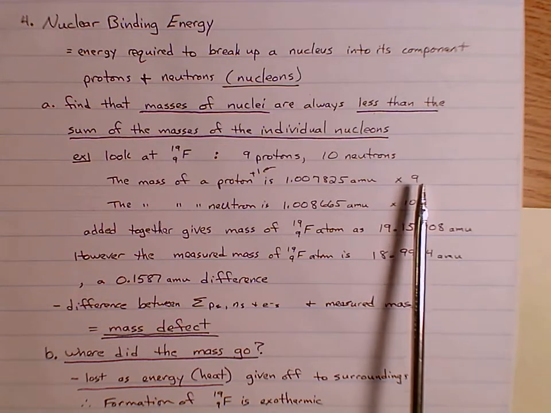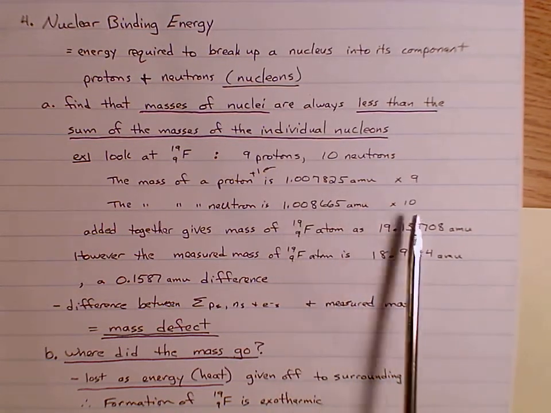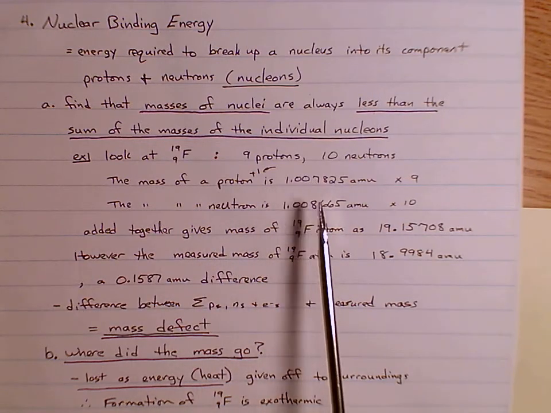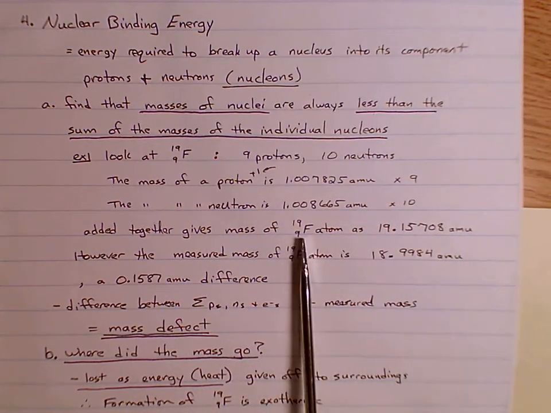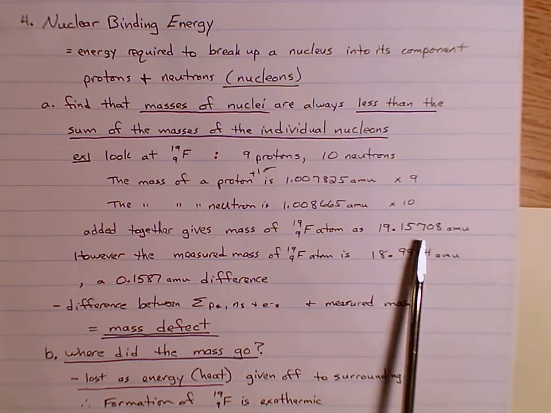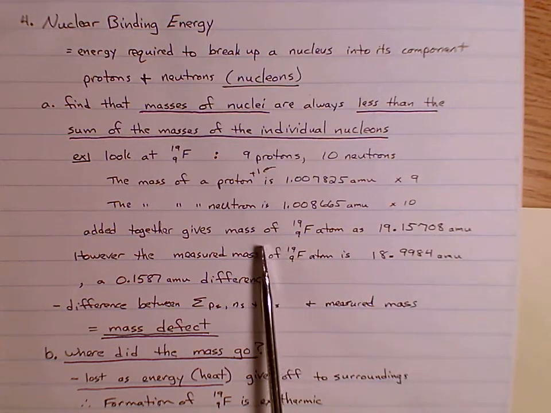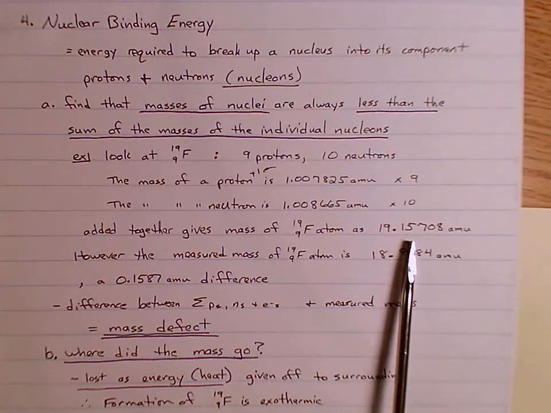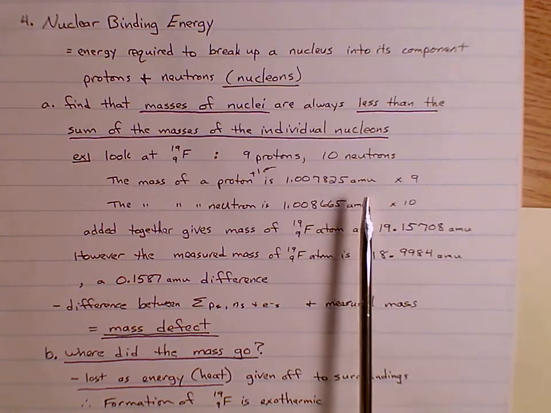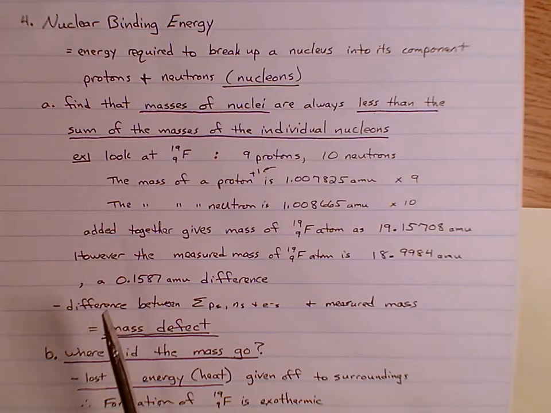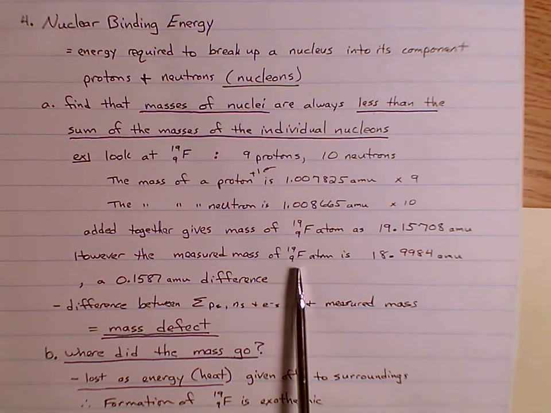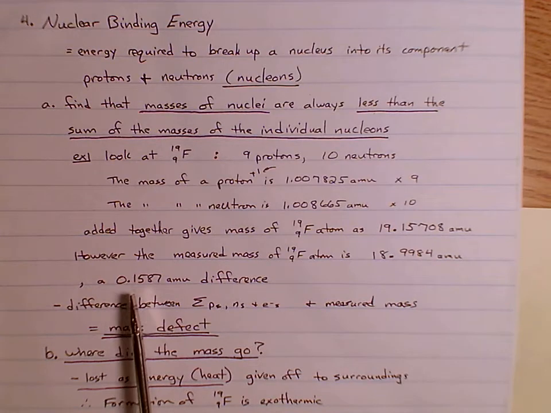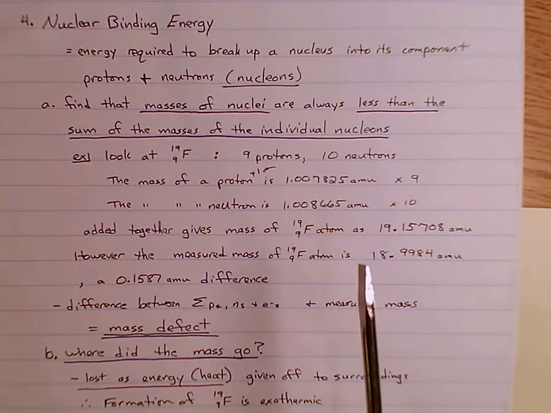If we have 9 protons, 9 times this number plus 10 times this number, then we add together the masses of the protons and the neutrons in the nucleus of fluorine-19. We get 19.15708 AMU. That's how much a fluorine-19 nucleus should weigh, because 19.15708 AMU is the mass of 9 protons plus 10 neutrons. However, the actual measured mass of the fluorine-19 nucleus is 18.9984, a difference of 0.1584 AMU.